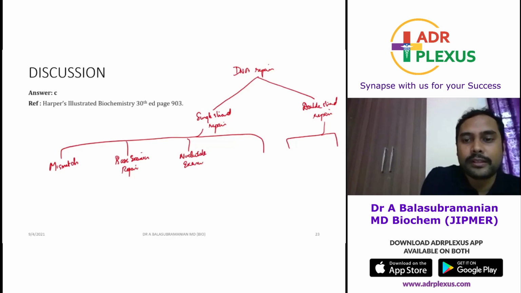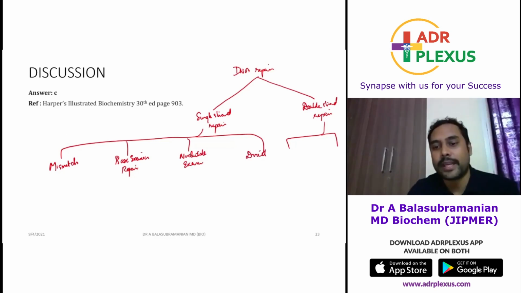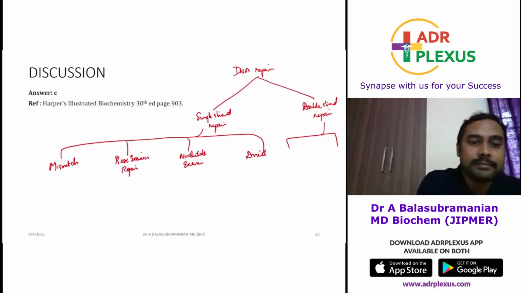Category number 4, direct repair. Okay, mismatch repair. See, the basic problem in DNA repair is, supposedly an error has occurred, somebody will come, cleave that particular portion of the DNA, replace it with new, and seal it with DNA ligase. The problem in mismatch repair is that a particular portion is not matching. G should be paired with C, it will be A, something like that.